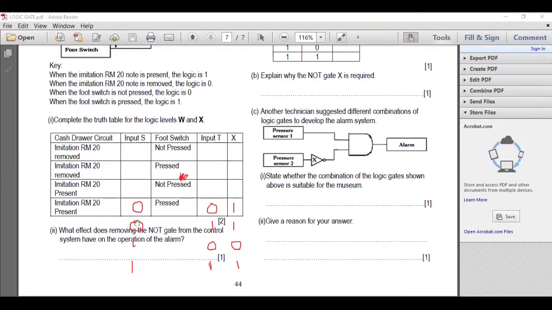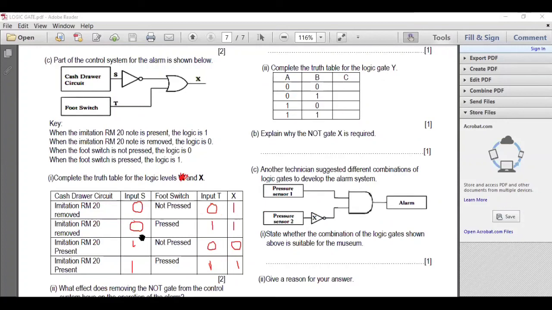Now the question here: what effect does removing the NOT gate from the control system have on the operation of the alarm? Now, what happened if we remove the NOT gate? What happened to the alarm system? So now we remove this one. Let's say we remove the NOT gate.